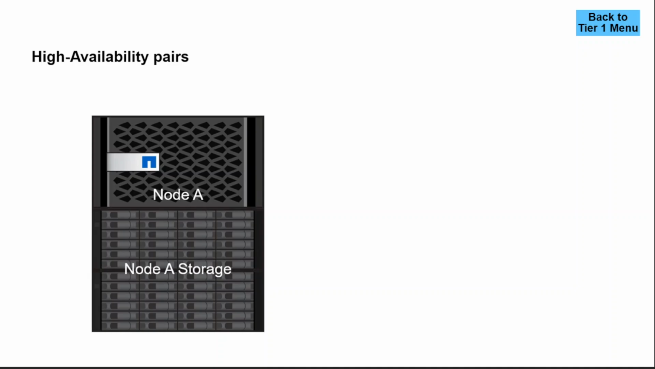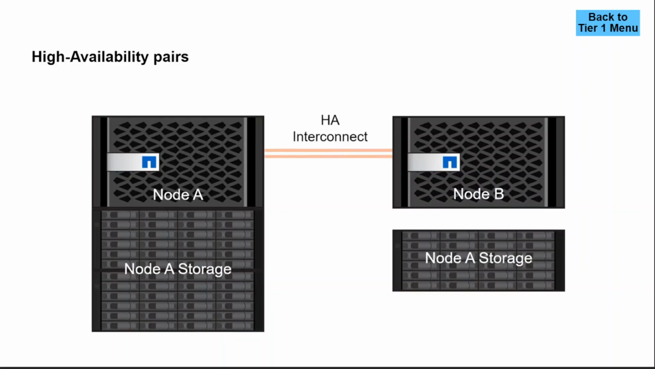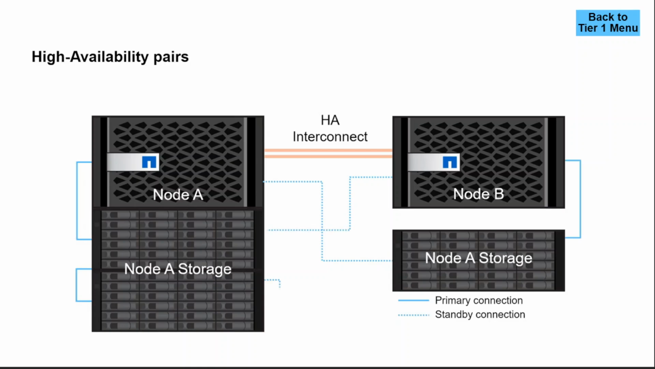A high availability or HA pair consists of two nodes that are connected through an internal interconnect when they are in the same chassis. They are connected through an HA interconnect when the storage controllers in the HA pair are in separate chassis. Cluster nodes are configured in HA pairs for fault tolerance and non-disruptive operations. Each node in an HA pair requires an HA interconnect between the controllers and connections to both its own disk shelves and its partner node shelves.